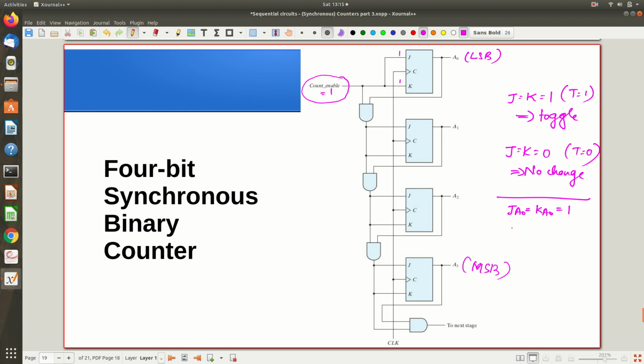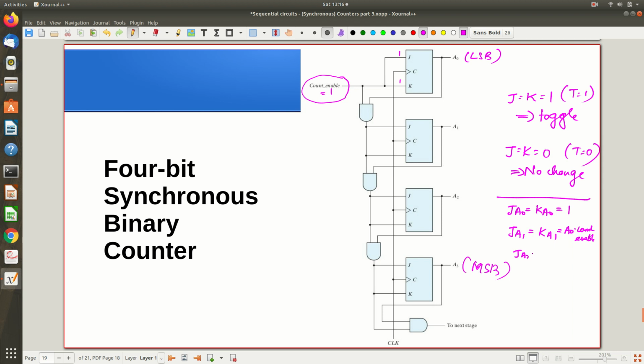Now what about the J input for A1 and K input for A1, just like a T input for A1 from the previous one? So this has to be your A0. Same A0 will play here also. Whenever this A0 is equal to 1, the toggling I need, right? So in addition to that, here we are using this count enable also. Because count enable should also be 1, right? So I can write this is equal to A0 dot count enable. So we just added that count enable in addition. Previously it was just A0.